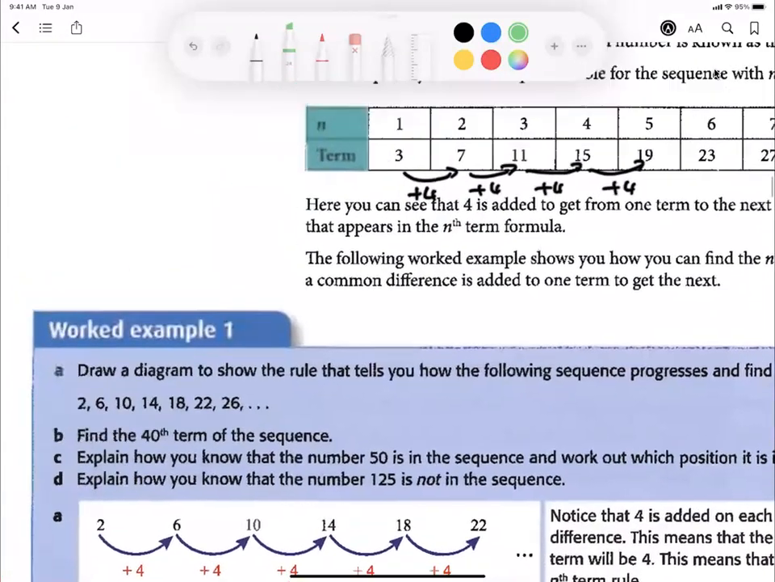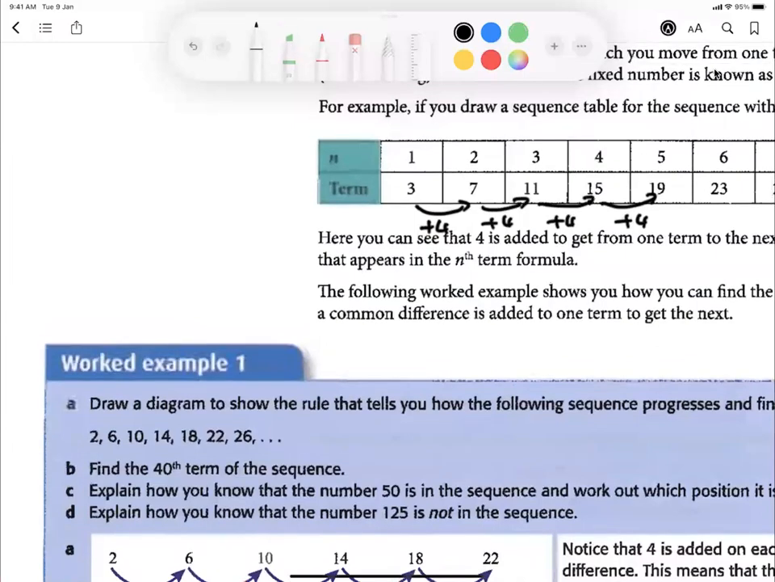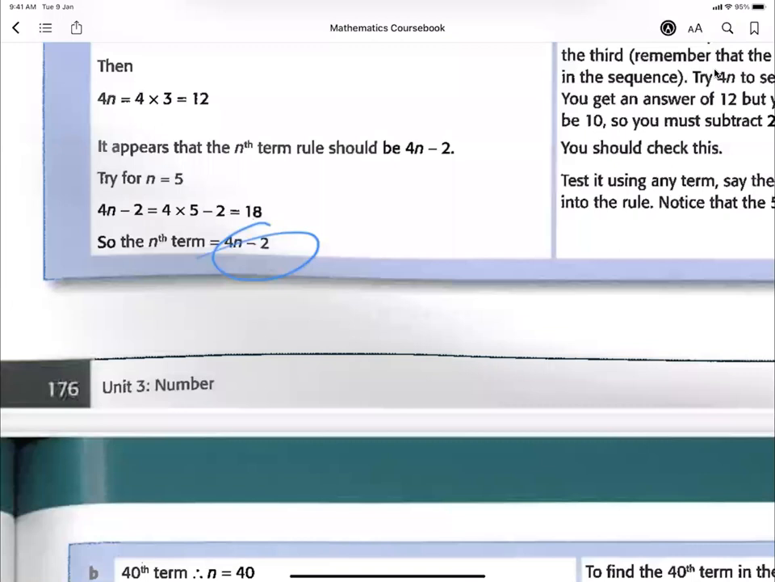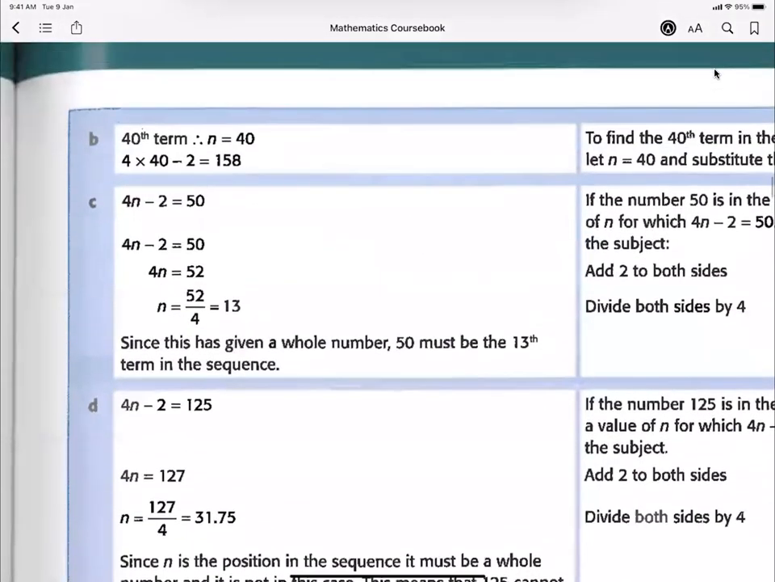So look at the worked example here: 2, 6, 10. If you're very familiar with this, you can see it immediately. This is plus 4. This is another plus 4. So we already know your n term is 4n. Then try with the first term. 4 times 1 is 4. How do I get 2 from 4? 4 minus 2. I get 2. And this is my n term. Simple as that. It's not that difficult. If they want the 40th term, then change your n to 40, put it in, and you get your answer. 40 times 4 is 160, minus 2, 158.